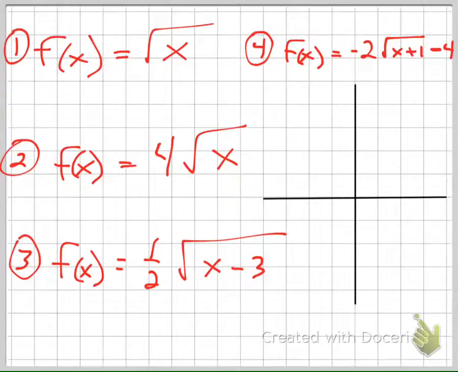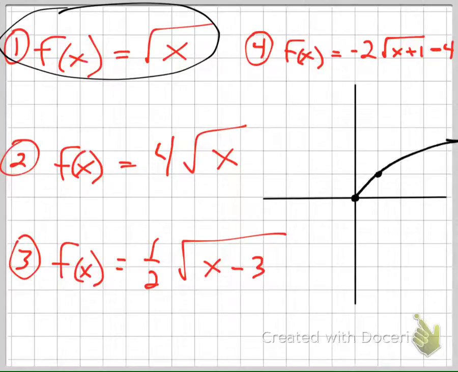Up here. All eyes are up here. You're watching now. The first one, in black, is the parent function. That means it starts at 0, 0, right? And then it goes up. It's just a straight up boom, right? It's going to do that. That's the parent function. That's that guy.